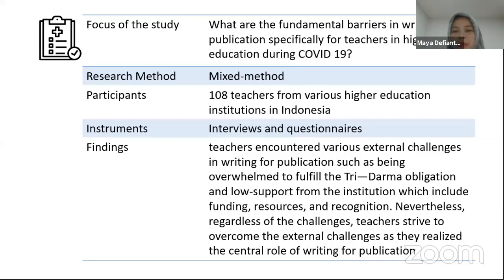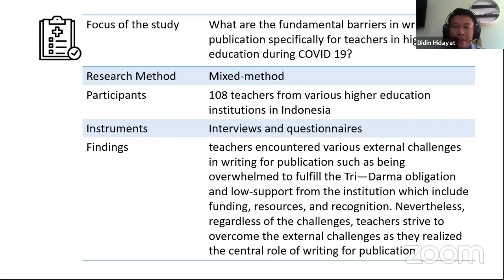Thank you so much, Bu Maya, for presenting the first half of our presentation regarding writing for publication. Thank you also to the committee for allowing us to share our research results, and to the audience who have been patiently joining and involving themselves in this conference. Basically, we're looking at the fundamental barriers in writing for publication, specifically for teachers in the higher education context in the Indonesian setting.